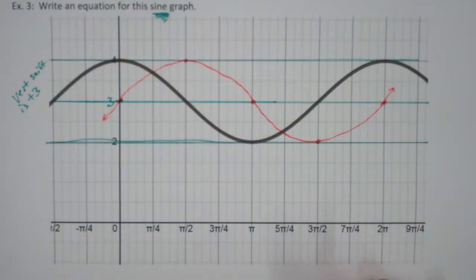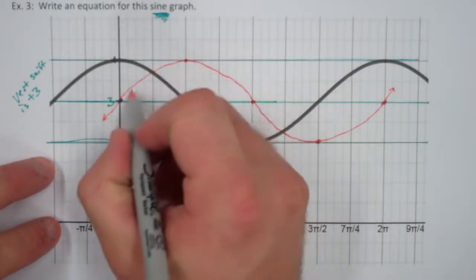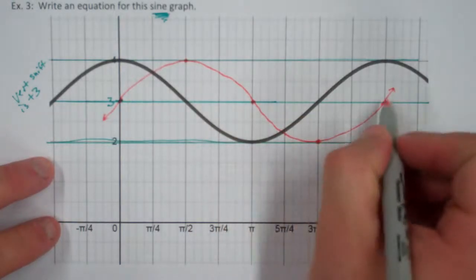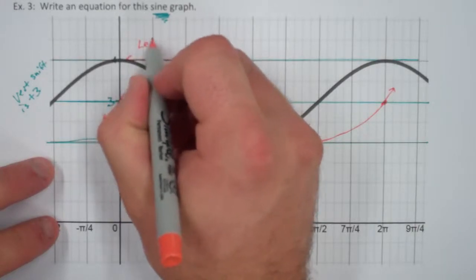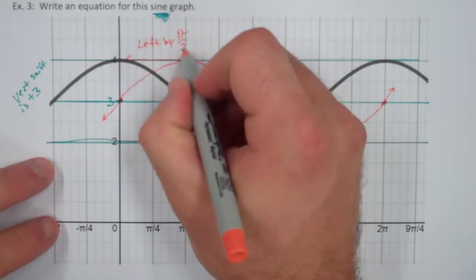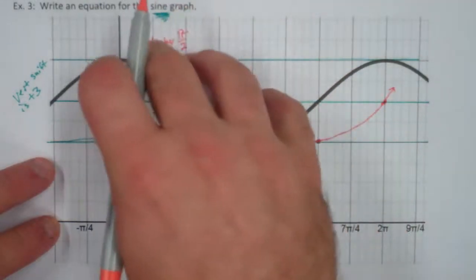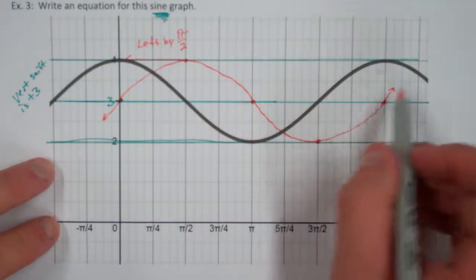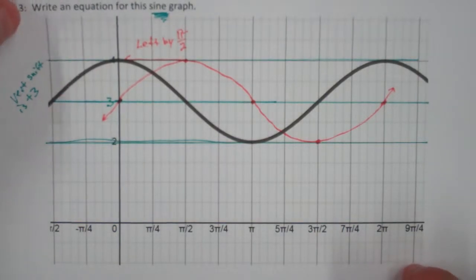Okay, so now that we have that, we can tell that from a normal, regular old sine curve, every single point needs to be moved left by this distance, pi over 2. So the phase shift is left pi over 2. That will move every one of these points onto the one that we want. Let's try to write this equation now, and I'm going to move this back down a little bit because we now have the information that we need.